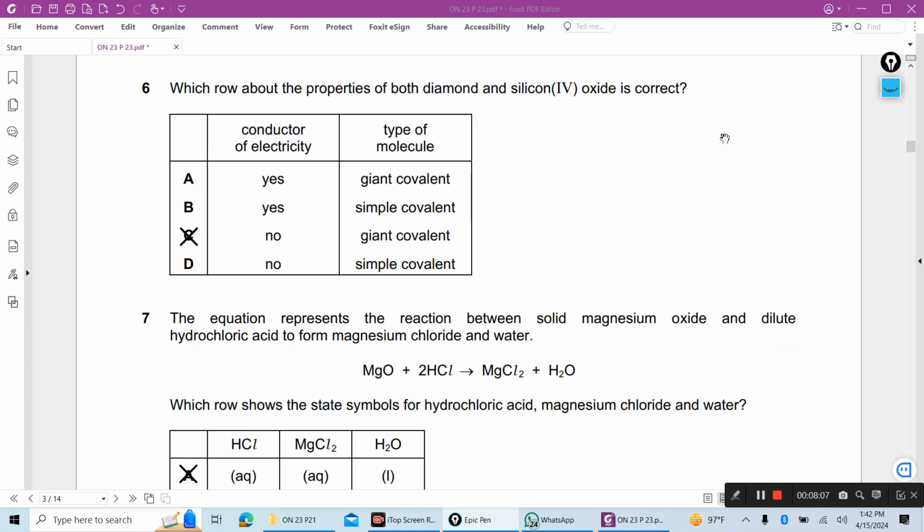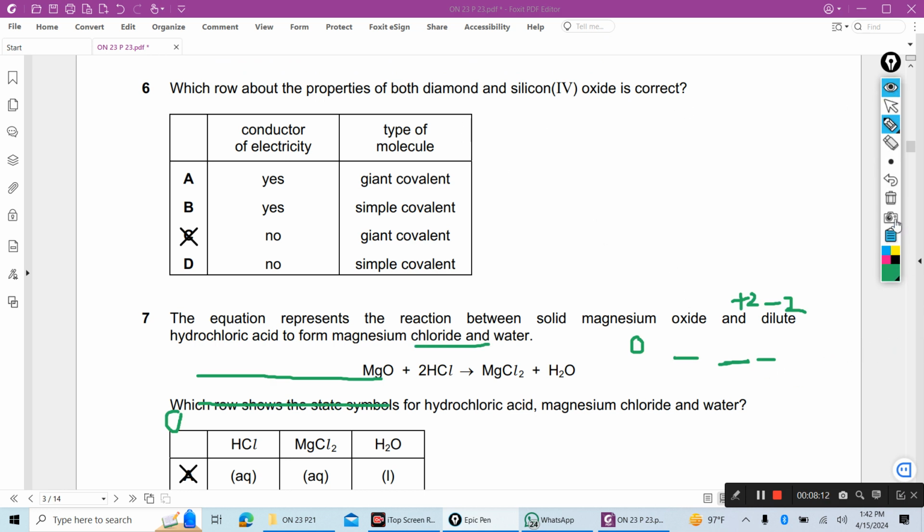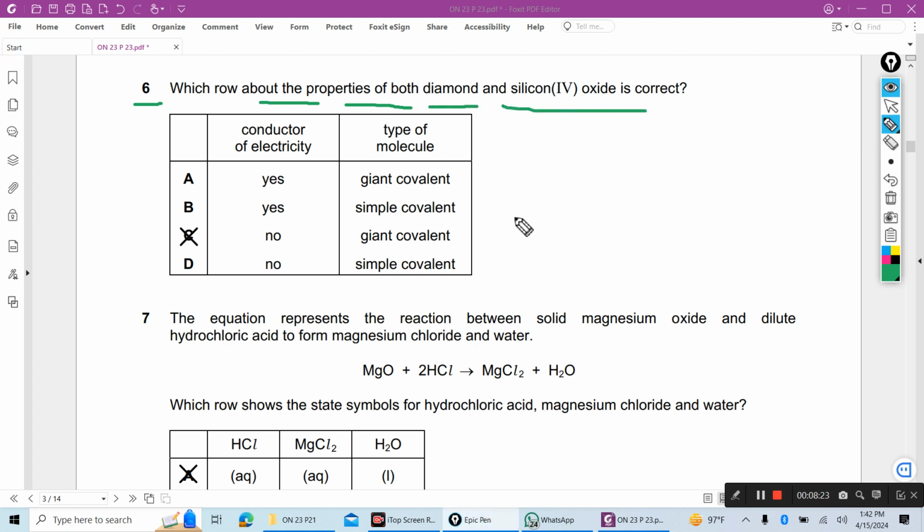Next, 6. Which row about the properties of both diamond and silicon dioxide is correct? Conductor of electricity. Answer is C, no, because diamond has no free electrons, and silicon dioxide has no free electrons. And types of molecule, both are giant covalent structures. So C is the correct answer.